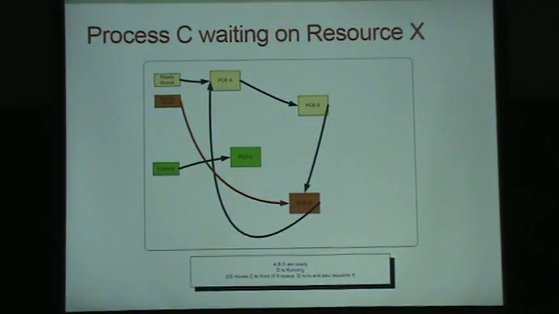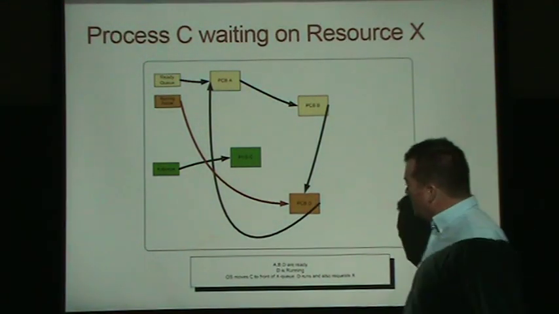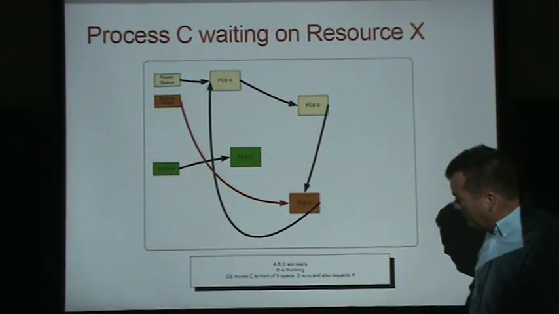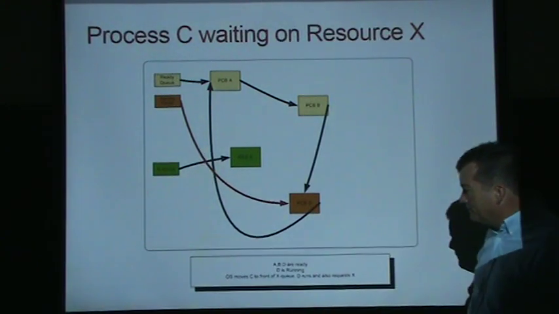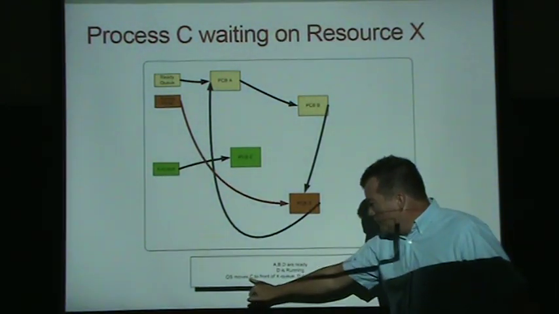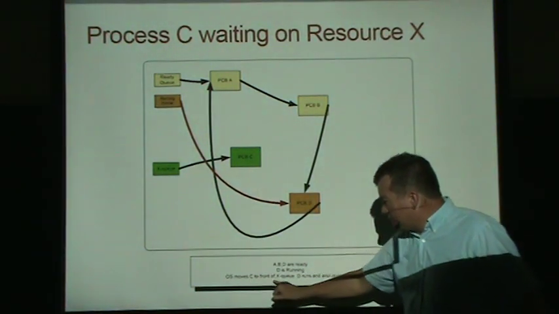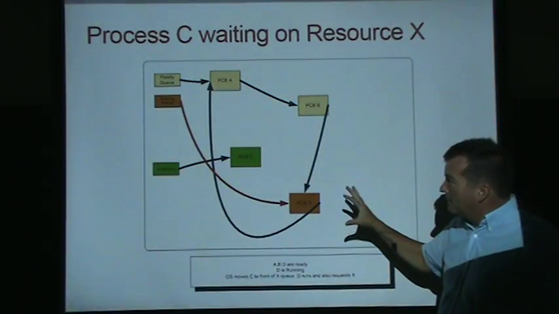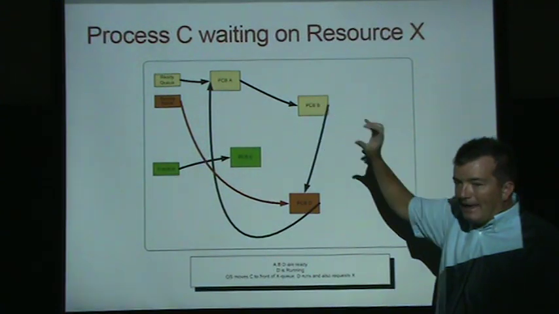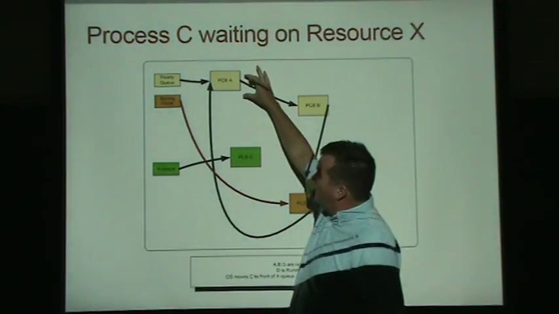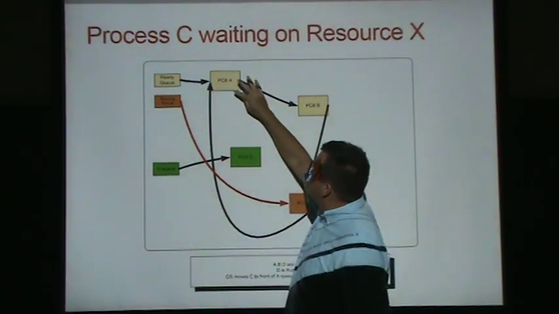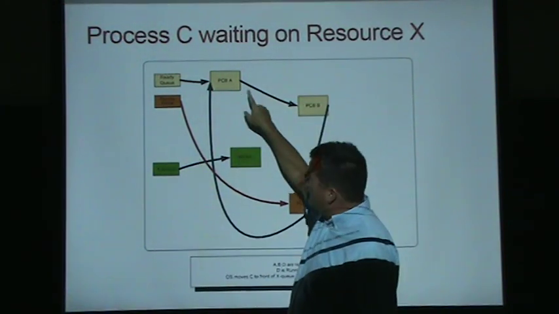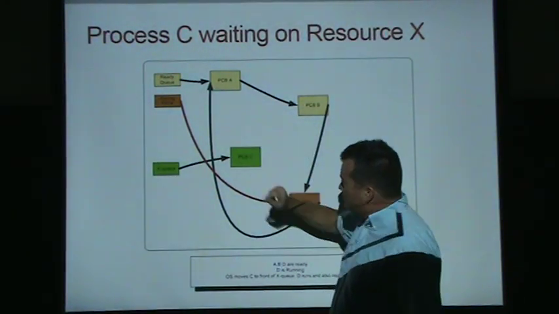So at this point, let's see what's going on here. A, B, and D are ready. D is running. And the operating system moves process C to the front of the X queue. So C asked for something that A is currently holding and has not finished executing out of its critical section. Hasn't issued the V command yet. Hasn't given it up. So C is waiting.